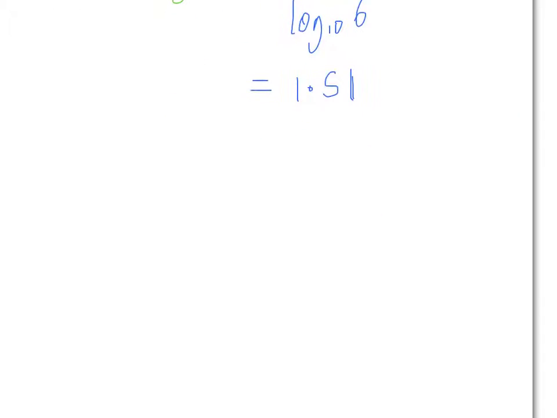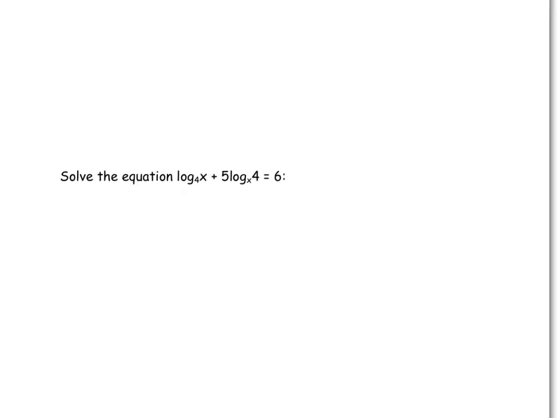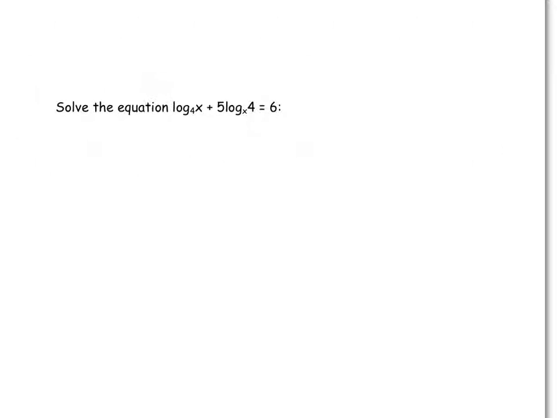Right, the second question we're going to look at is: solve the equation log to the base 4 of x plus 5 log to the base x of 4 equals 6. For this, you'll notice that we've got two different base values. We've got the base 4 here and the base x here, and we can't solve this in its current form. What we're going to use is the second of the two laws I showed you at the start.